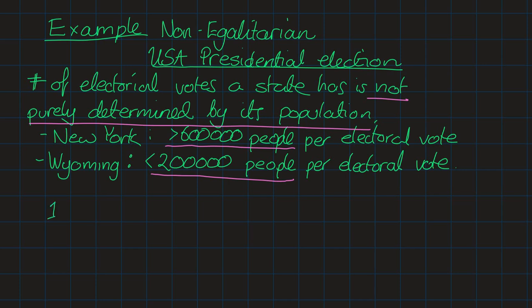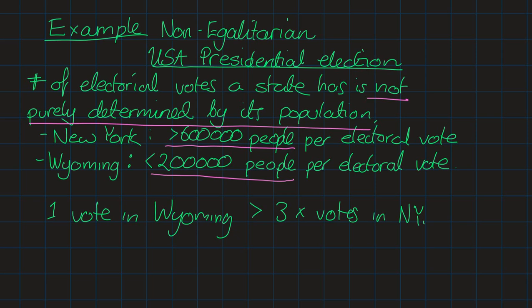So that means that one vote in Wyoming is worth more than 3 votes in New York in terms of the power to influence who wins the presidential election. A Wyoming vote is worth more than 3 New York votes. Obviously this is an oversimplification. There are all sorts of other issues going on, like the issue between a safe state and an unsafe state. But this is a good example of a non-egalitarian election voting system that exists in the real world.